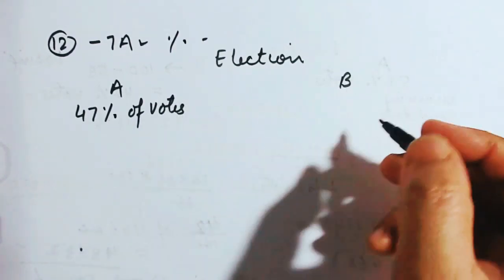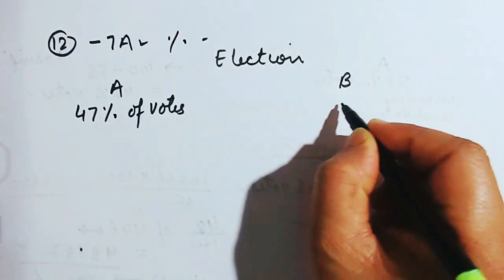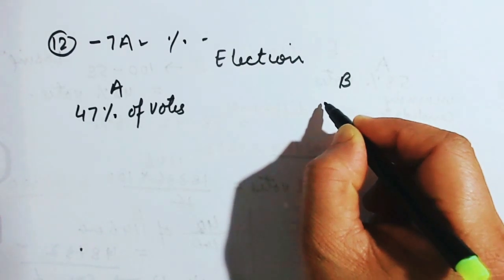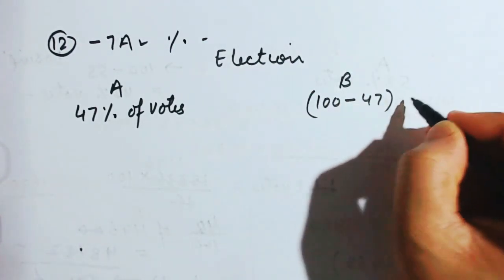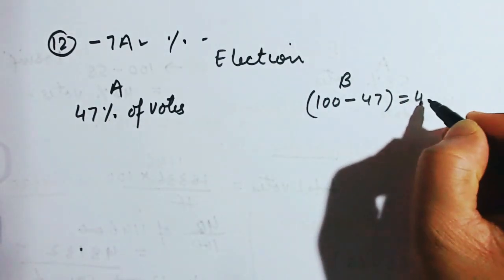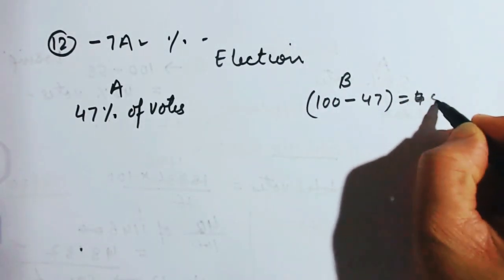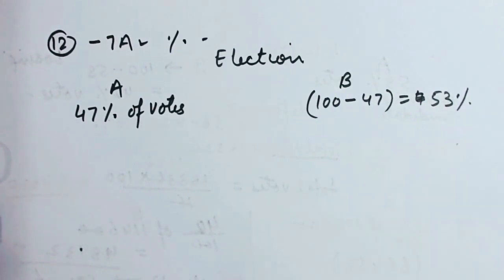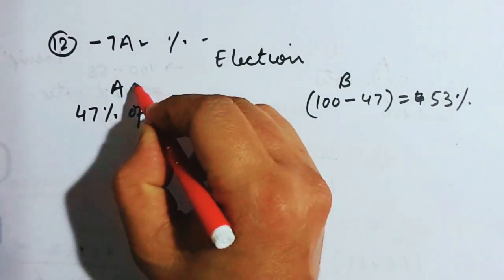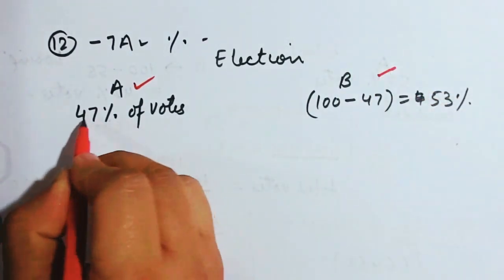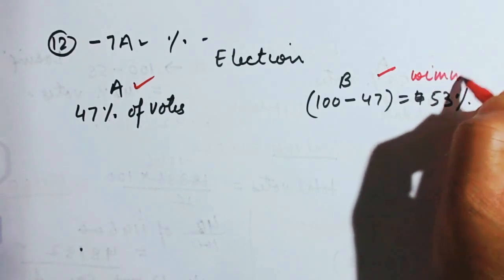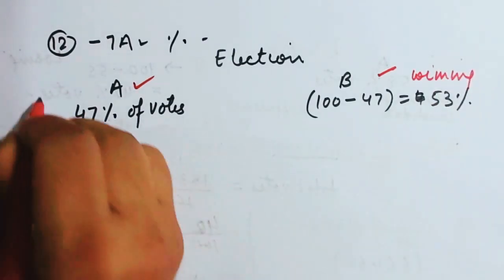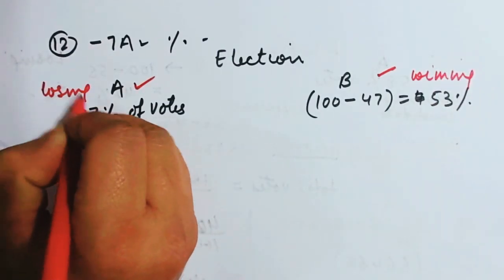So the other candidate will get how much vote? Naturally, B will get 100 minus 47, which is equal to 53% of votes, isn't it? A and B are fighting the election. A gets 47%, so naturally B is the winning candidate, with more than 50%, while A is your losing candidate.